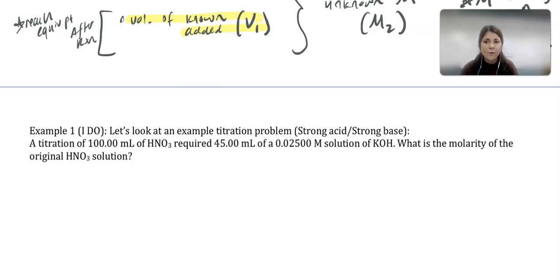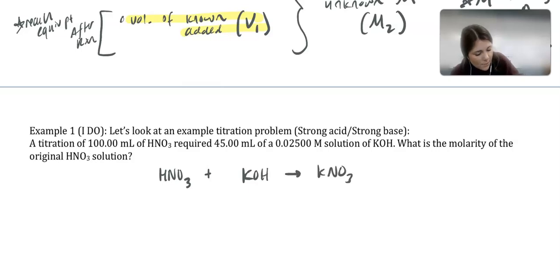What is the molarity of the original HNO3 solution? So what I would do when you're looking at any of these types of problems, I would write the reaction and determine what's strong, what's weak, what's an acid, what's a base. So we have HNO3, and it's going to react. And the fact that they told you titration, this is an acid-base reaction. So KOH making KNO3 plus water.